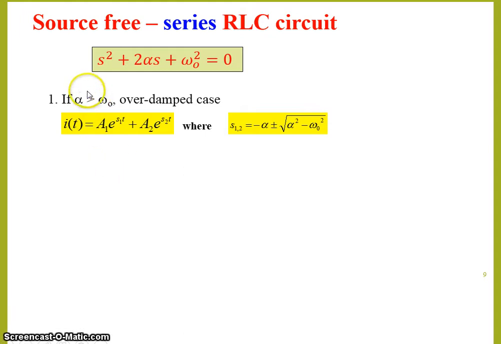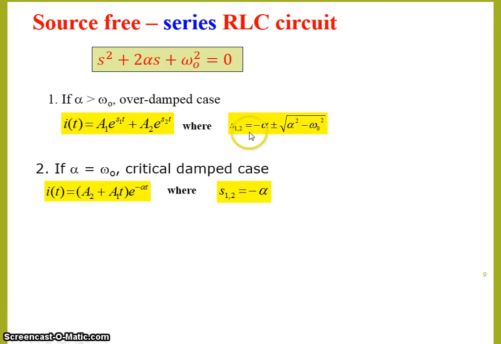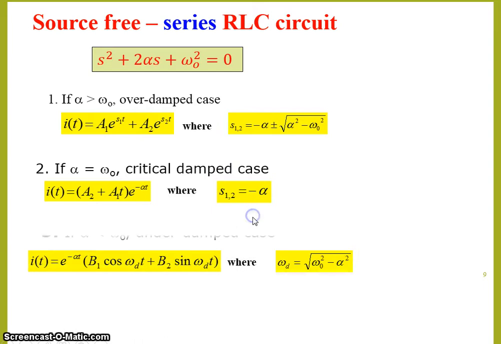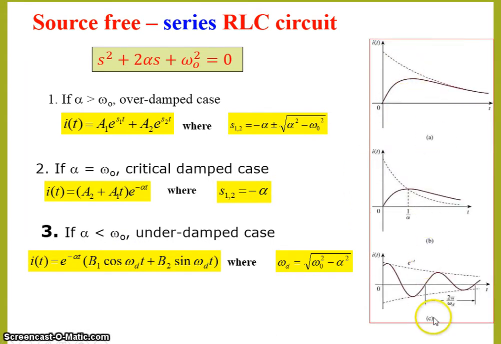When the value of alpha is greater than omega naught, it is said to be overdamped. When these two values are the same, it is called critically damped. When alpha is less than omega naught, it is said to be underdamped. We can visualize this by the graphs. This is the overdamped case, which normally happens, and even critically damped is a smooth conduction. The circuit works smoothly.